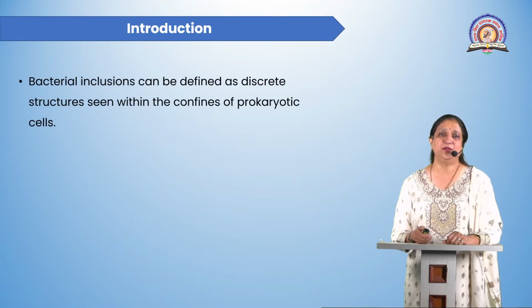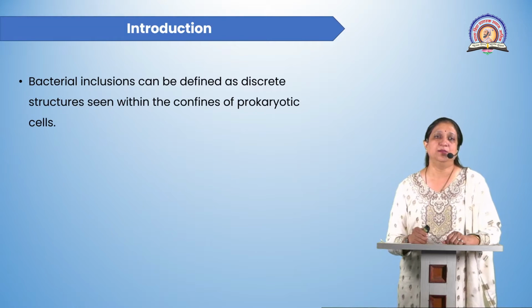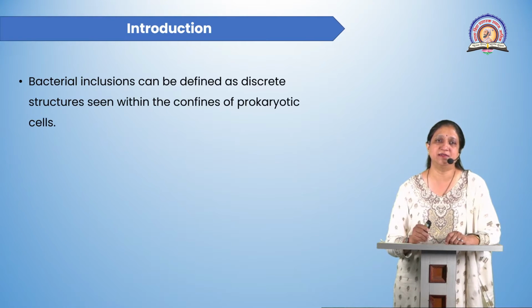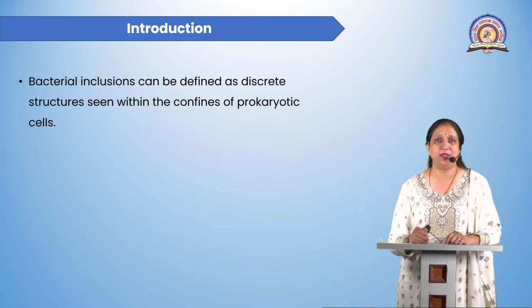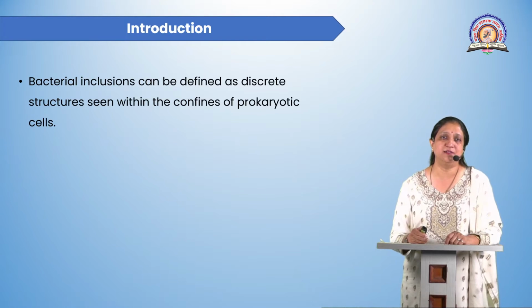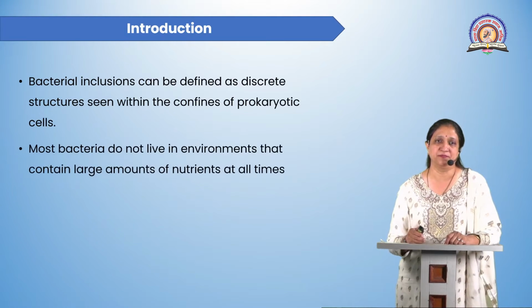So what are cell inclusions? Basically, bacterial cell inclusions can be defined as small or discrete structures that are observed within the cytoplasm of the bacterial cell or any prokaryotic cell. These are mainly confined to the cytoplasm, but sometimes they may also be found in the periplasm of the bacterial cell, where the periplasm extends towards the outer surface.